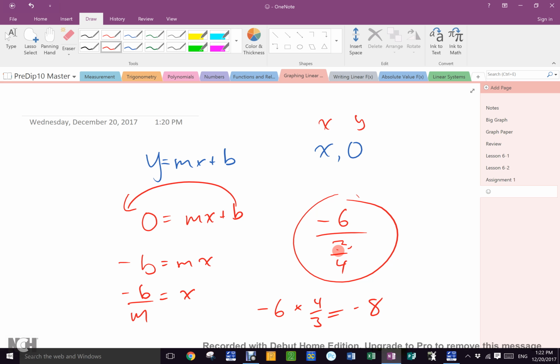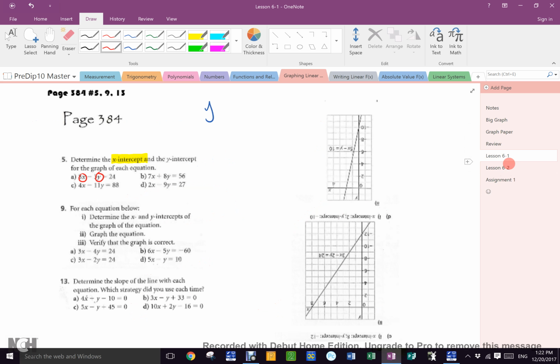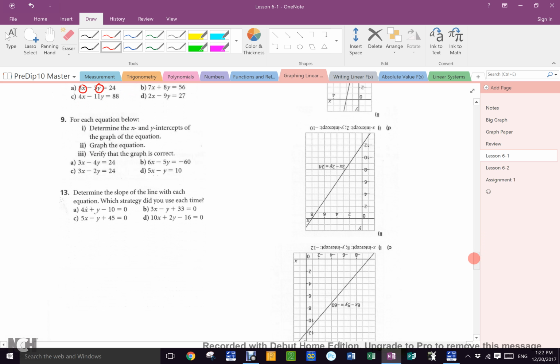Okay. So, any other questions from page 384? Going once, twice, thrice. When you're doing X and Y-intercepts, if you're doing the X-intercept, the Y drops out. If you're doing the Y-intercept, the X drops out. That's your takeaway. Now you know why.